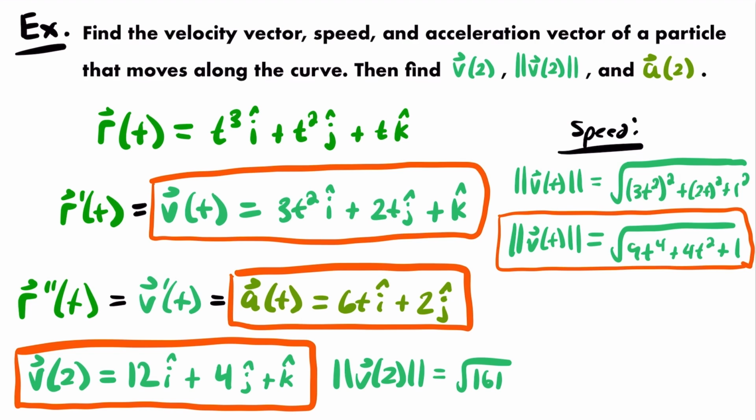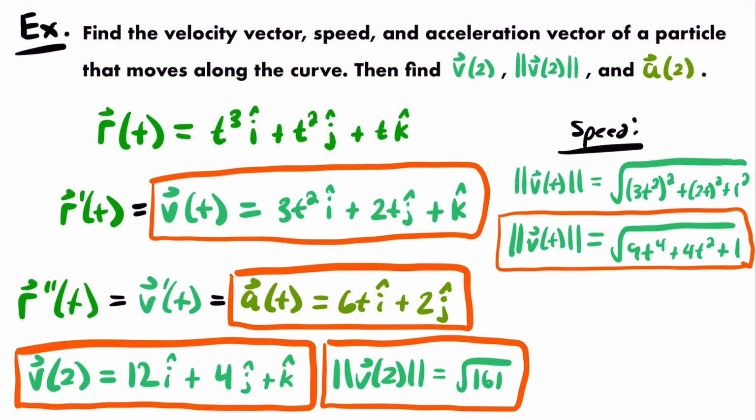But if you did want to know the approximate value, the square root of 161 is about 12.688. Okay, but that's not really necessary here. That just gives you an idea of the actual value of that magnitude or that speed, but it's totally fine to keep it in the exact form of the square root of 161.